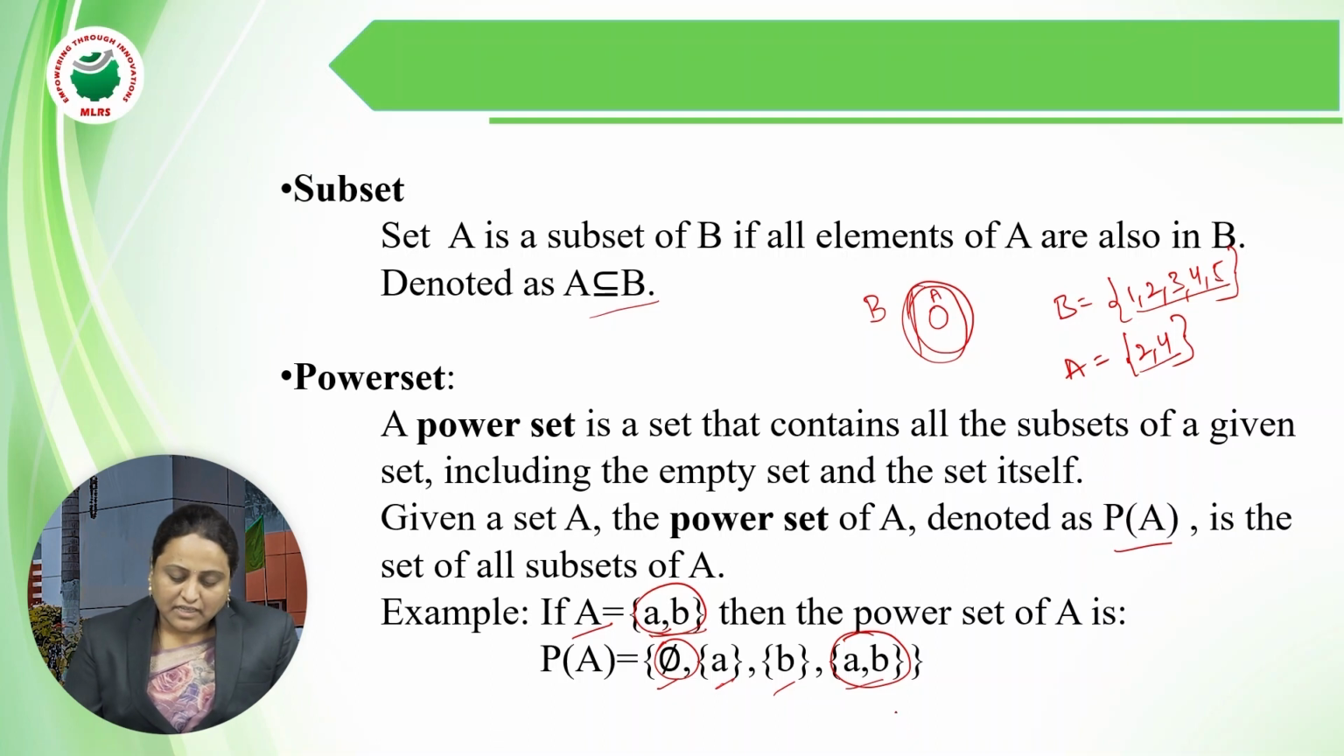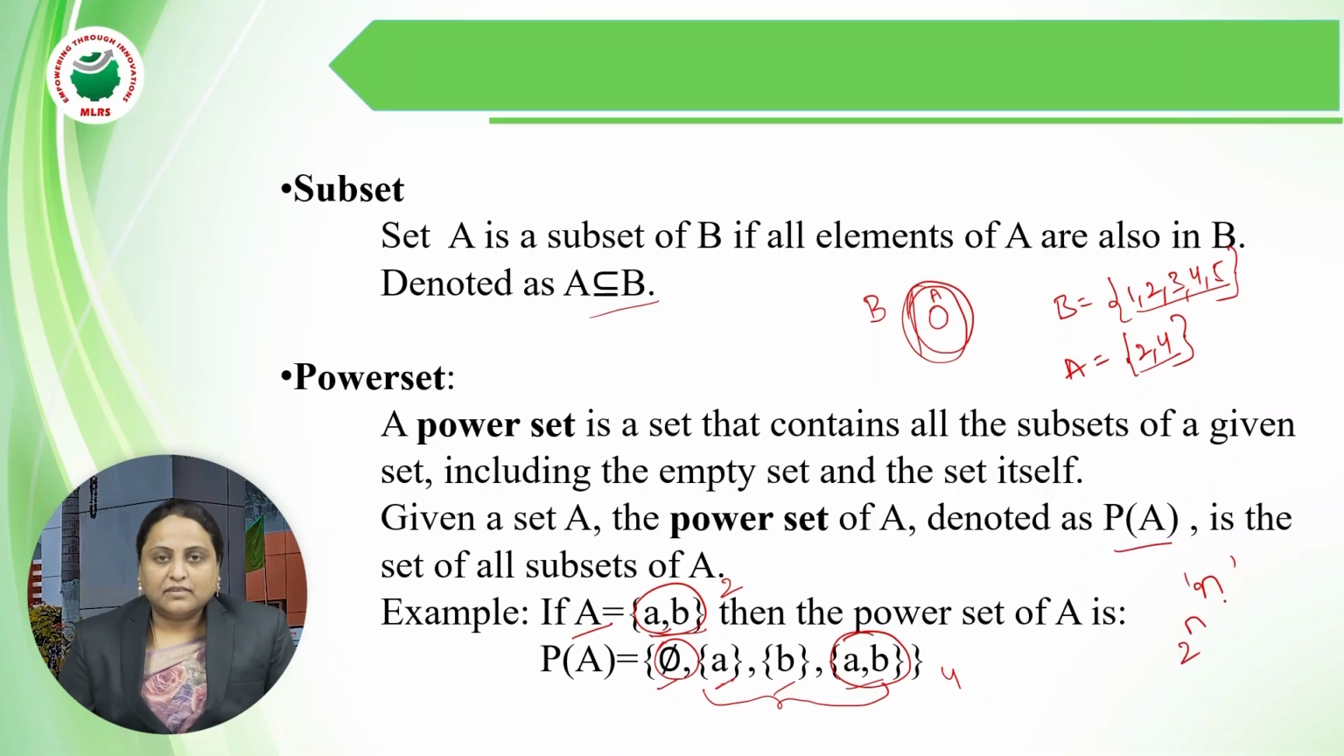Here we can see the total number of elements in the given set is 2 and the number of subsets in this power set is 4. So what do you understand from here? If there are n elements in the given set, then the power set can form 2 to the power of n subset combinations. That is, if n is 3, then the power set has 8 elements. So that is about the power set.